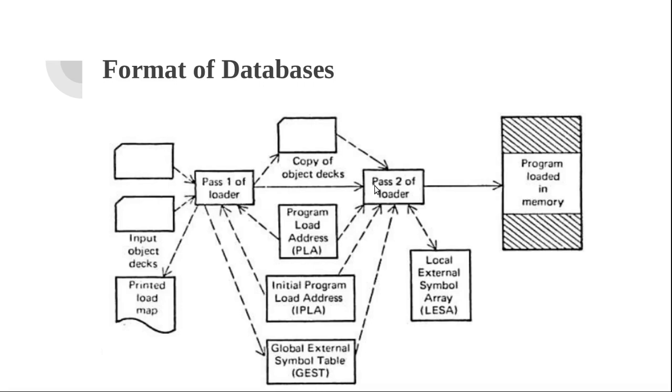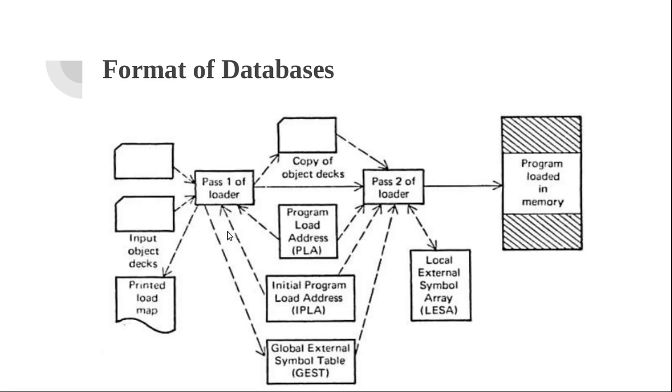Then the loader, in pass 2, will load each segment to the assigned location in core memory. Then if it contains any address constants, it will perform the modification of the value of those address constants for relocation and linking.